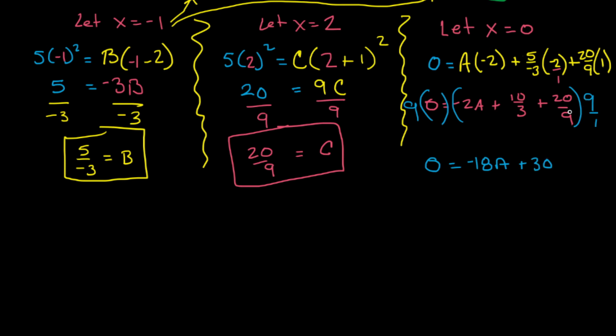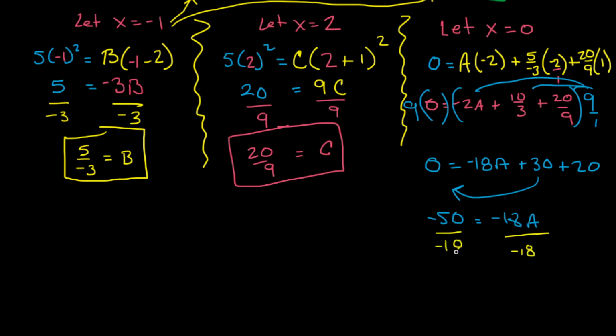And this 9 and that 9 will essentially cancel each other out, and that'll leave me with plus 20. So that's a 50, and I'm going to move that 50 to the other side. So I'll have minus 50 equals minus 18a. We can divide by minus 18, divide by minus 18, and I'm going to get a is equal to, if I divide those both in half, 25 over 9, and the negatives will cancel.